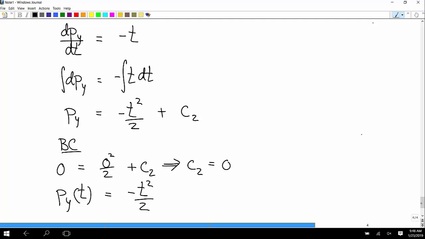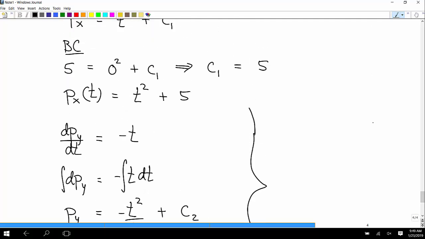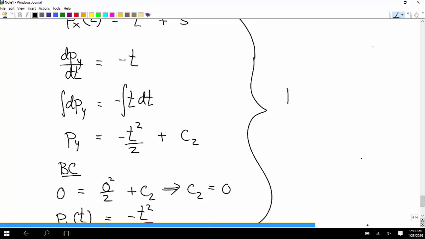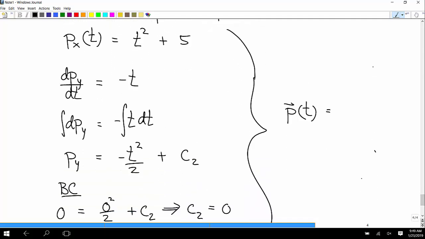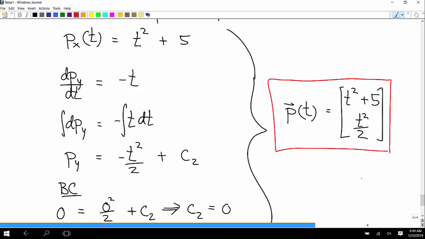And now finally we can put these two together. Our final answer is that the position vector as a function of time is equal to t squared plus 5 for the x component and negative t squared over 2 for the y component. Any questions about that?